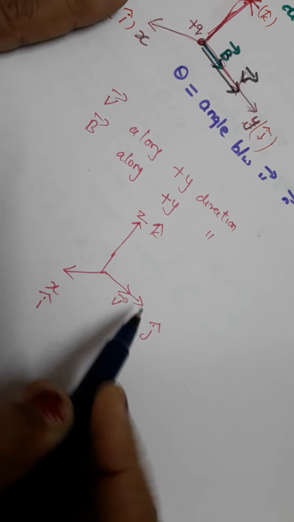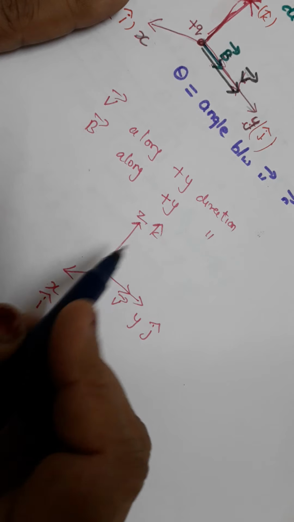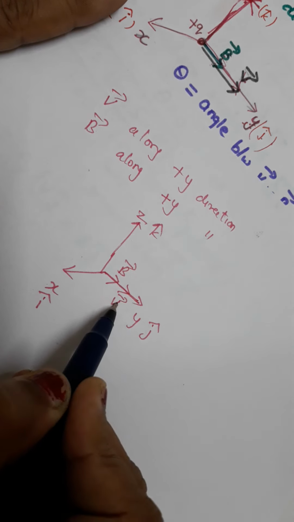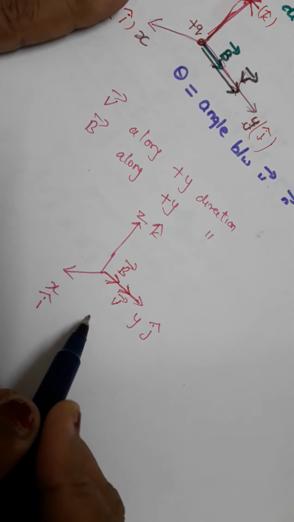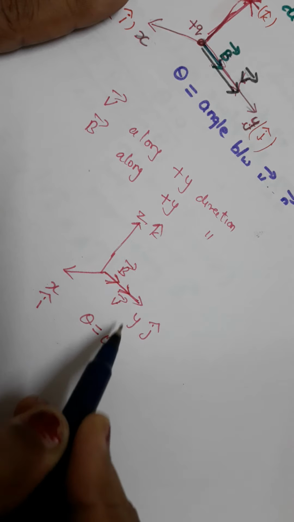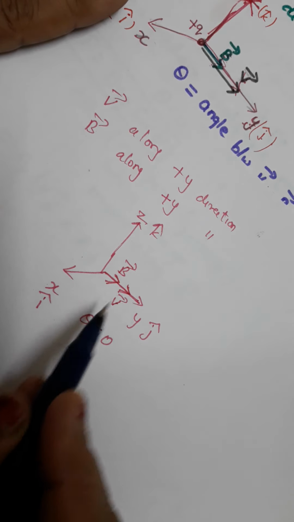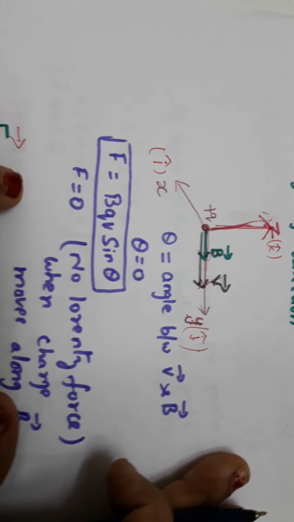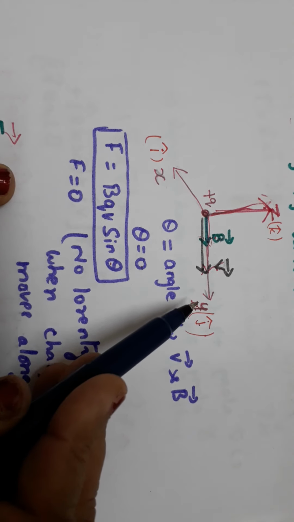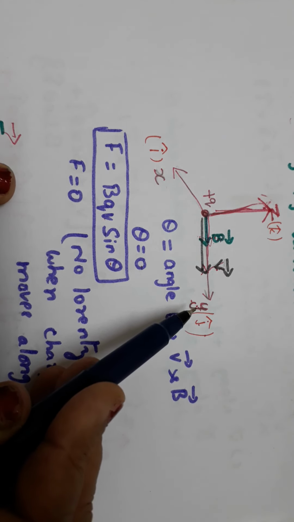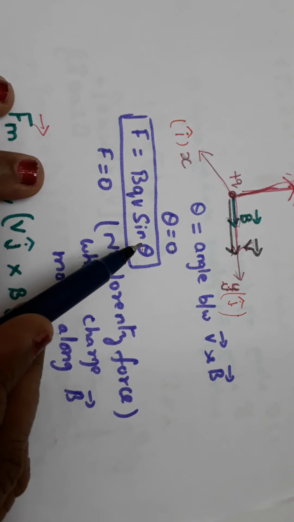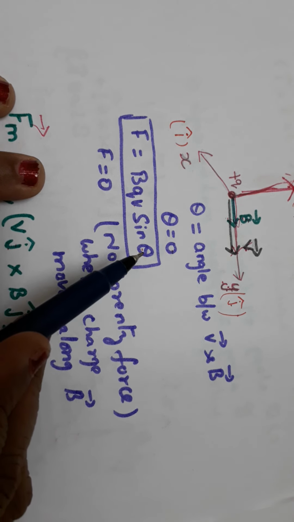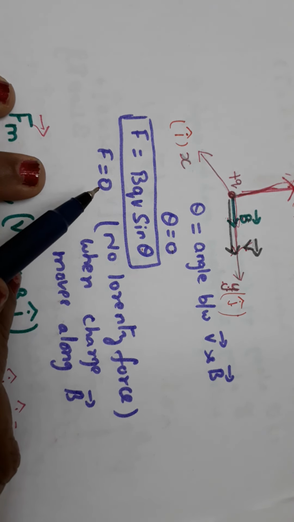Now in this case, according to the question, v vector is acting along y direction, right? And B vector is also acting along y. So V vector and B vector both are acting in the same direction. So theta is 0. Theta is the angle between these two, V vector and B vector. The same thing I have written here. If you substitute in the Lorentz force formula, F is equal to BQV sin theta, theta is 0, so sin 0 is 0. So we will get F is equal to 0.